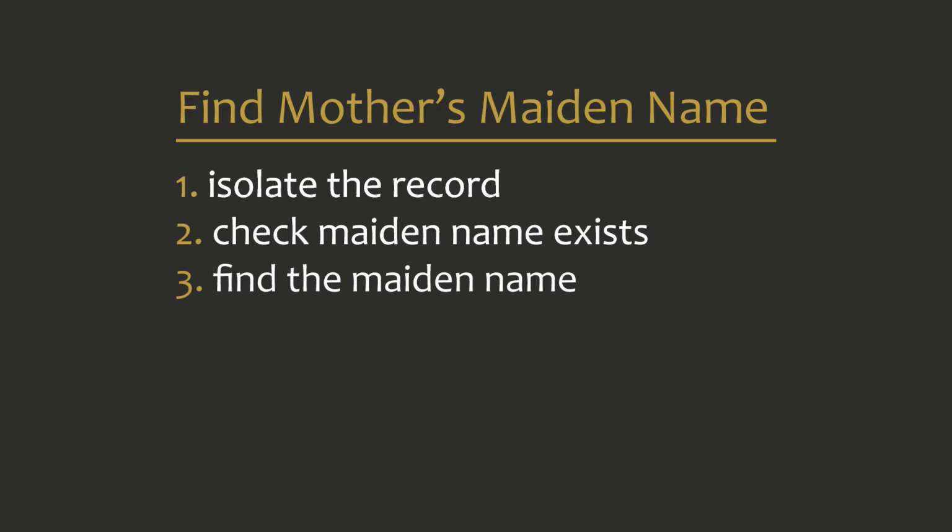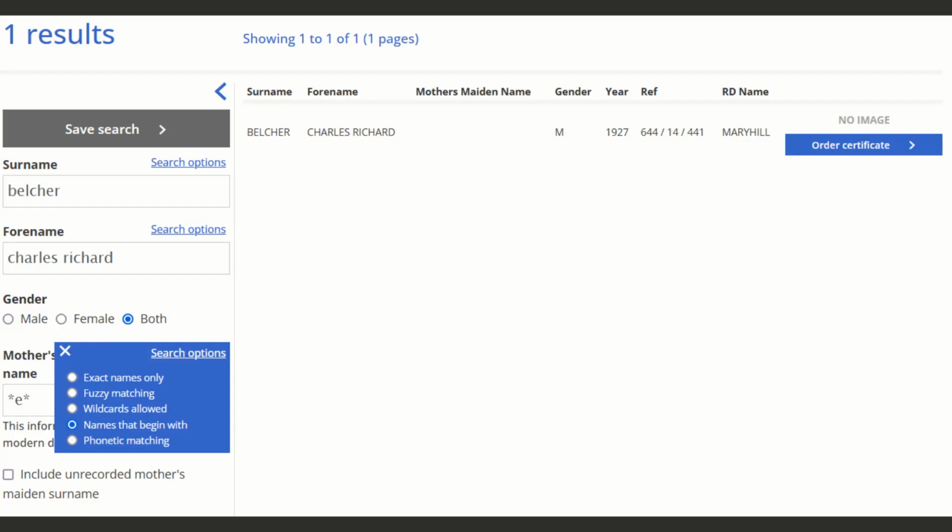Step 3, find the name. Switch search option to names that begin with. Now you have to work through the alphabet to find each letter in turn. You may want to test a known family name from the start, or once you have a few letters, you can have a guess at the full name. Remember to final check as per the coming step 4.